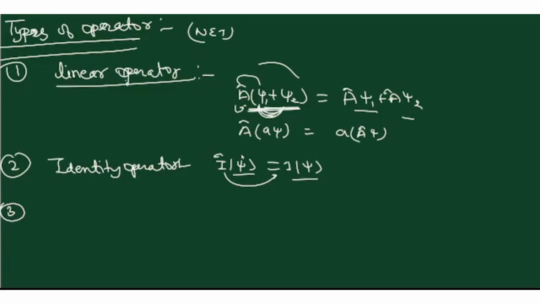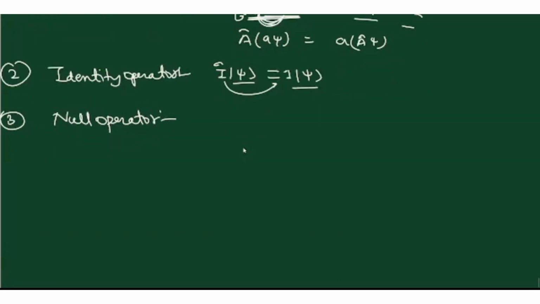The third operator is the null operator. Okay, so what is the null operator here? Let's understand. When any operator is applied on the psi state and gives a zero value, then it's called the null operator. This is called the null operator because it's giving zero value. Okay, zero eigenvalue.